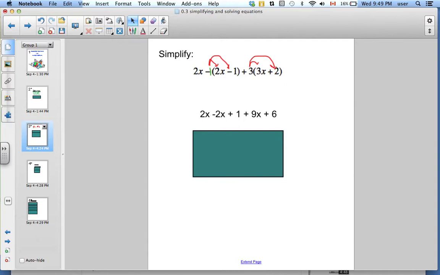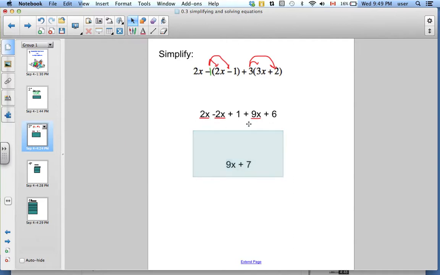So from here, this is where you're going to group your like terms again. So we're not done yet. We're going to say, okay, well, I have an x here, I have an x here, and I have an x here. So these can all go together. So we're going to say, well, 2x minus 2x. Well, those two will just cancel each other out. Plus 1 plus 9x. So we combine all of our x's here.